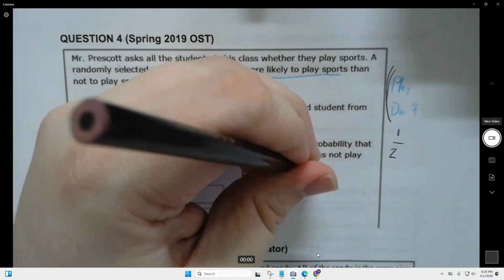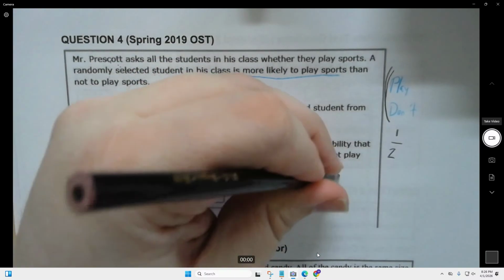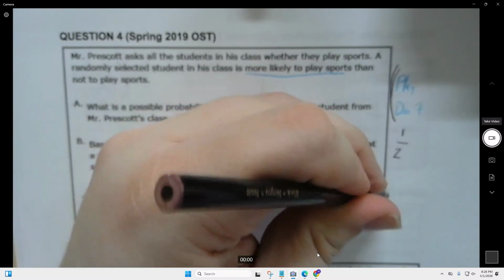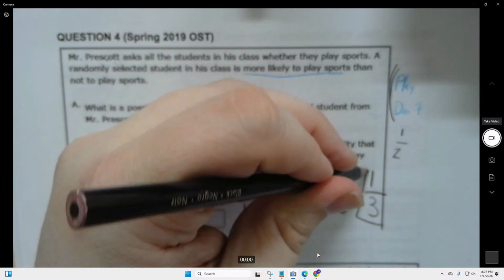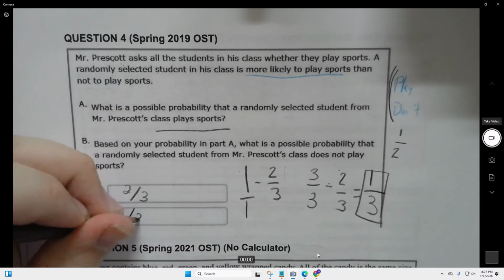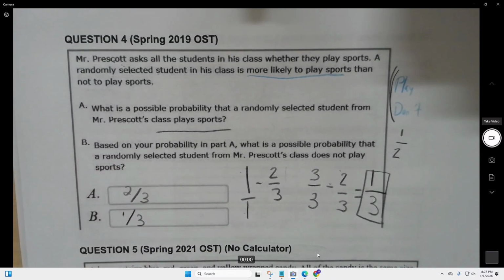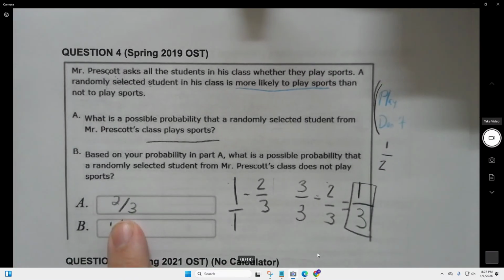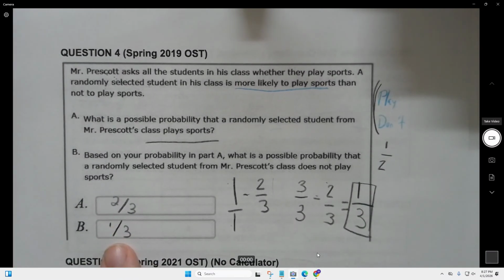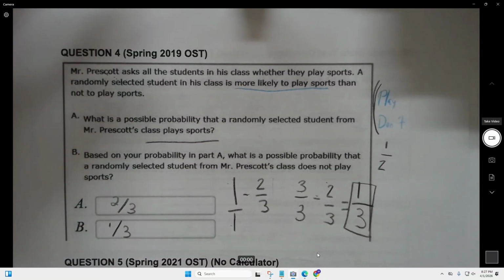Multiply both of these by 3. So you would get 3 over 3 minus 2 over 3. Subtract 3 minus 2 is 1, and your denominator stays the same. This is your only possible answer, because there's no middle ground. Either you play, or you don't. That's it. Now, if you put 3/4 for part A, then B would have to be 1/4. If you put 3/5 for part A, B would have to be 2/5, etc.